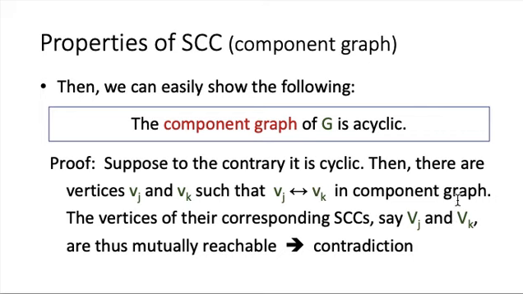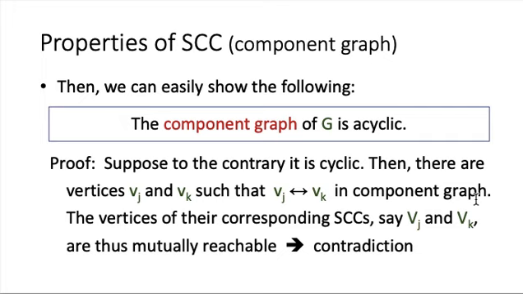So there is a bunch of vertices of Vk that goes back to Vj. So in that case, any vertex in big Vk can reach any other vertex in Vj. So in that case, Vj and Vk, these two big groups of vertices, are mutually reachable to each other.